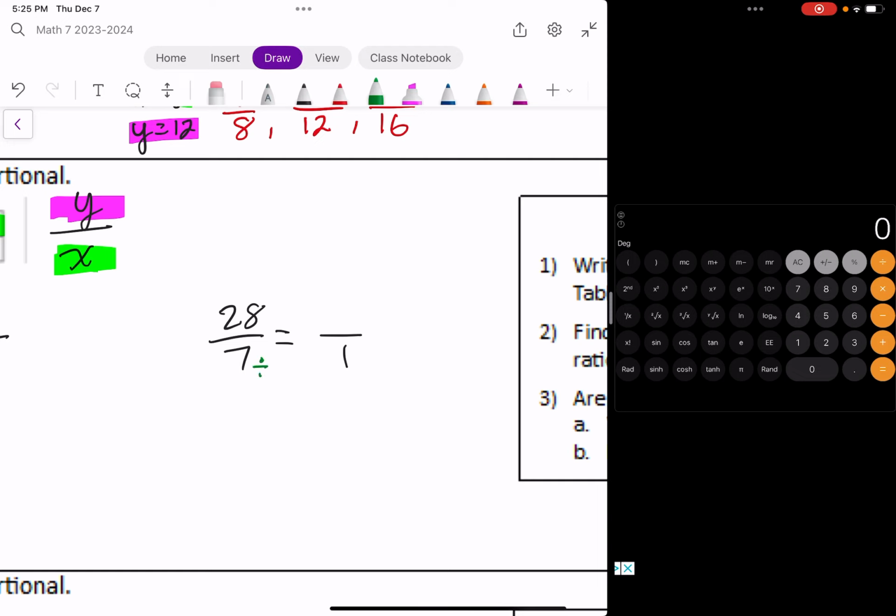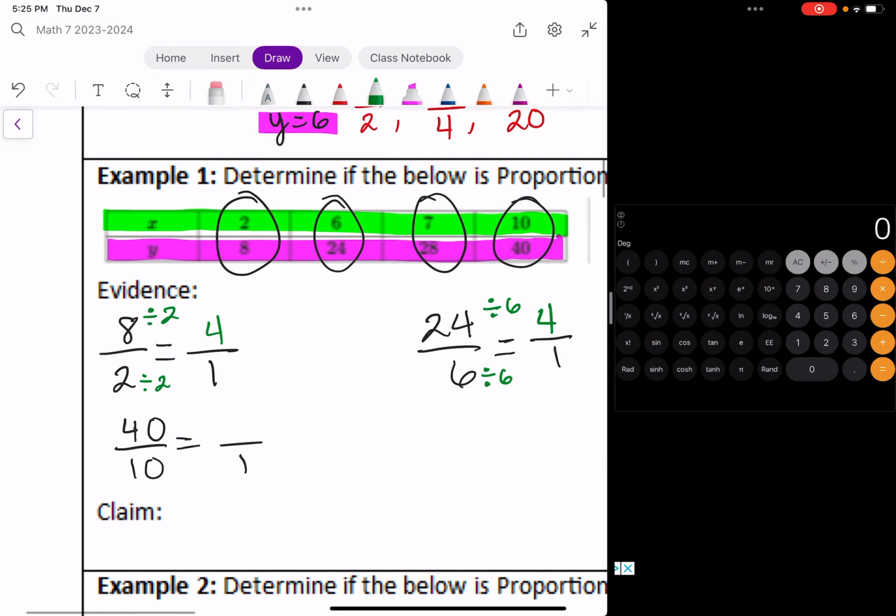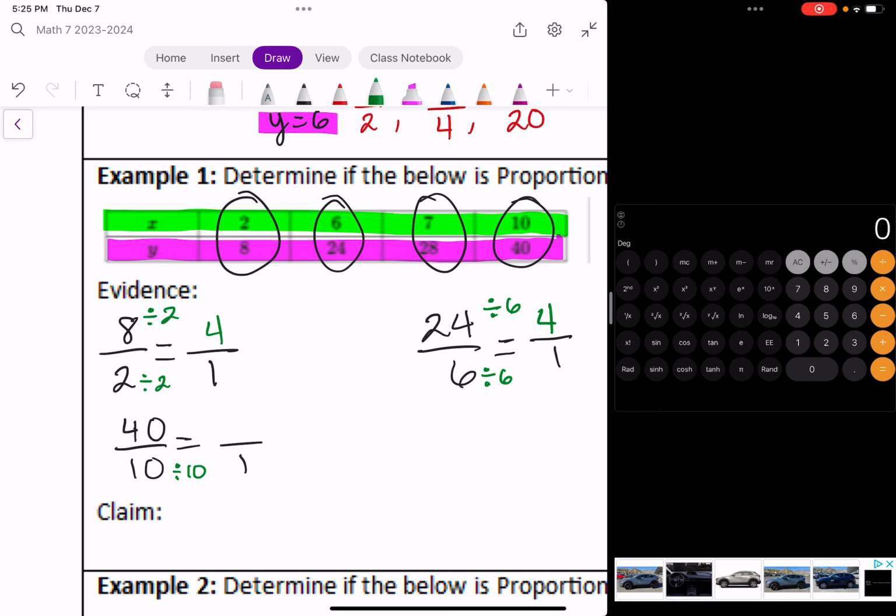7 divided by 7 gives me 1. What I do to the bottom, I do to the top. It's 28 divided by 7. That is 4. And our last one is 10 divided by 10 gives me 1. Divide the top by 10, so that's 40 divided by 10. That is also 4.